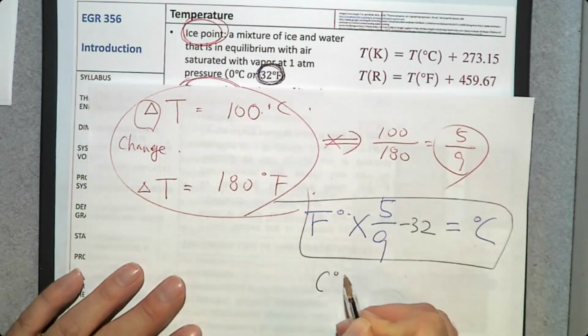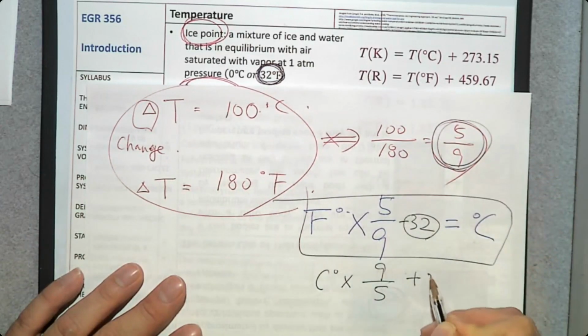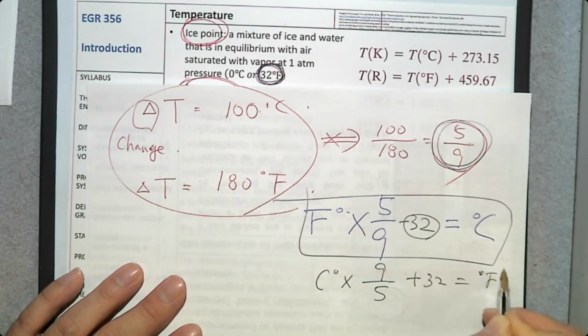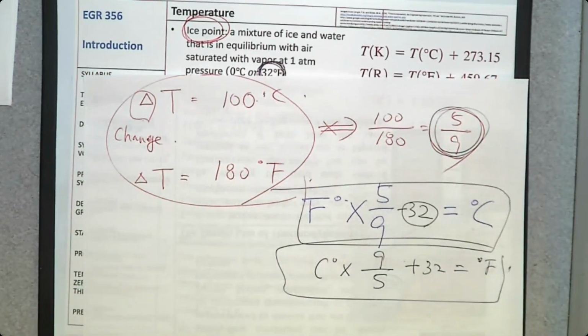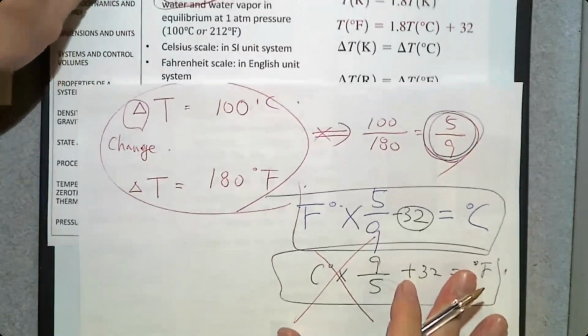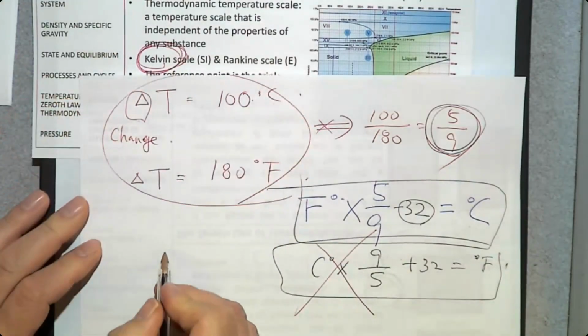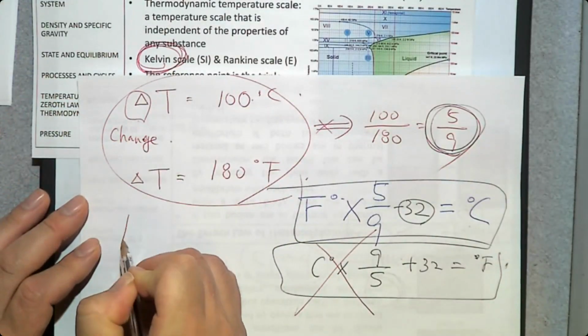The other way, Celsius times the inverse of this one, 9/5. Now we need to add the reference point, 32, and that becomes Fahrenheit. Then this one is the English unit. Then is it the SI unit? No. Celsius is not an SI unit. Then what is the SI unit? Kelvin. The SI unit is going to be Kelvin.